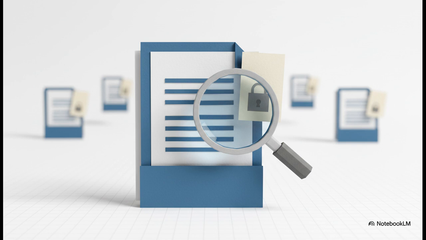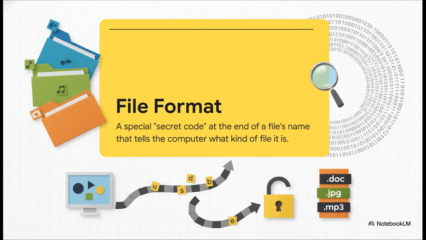Every single file on a computer has a special last name attached to it. But it's not a family name like Smith or Jones. No, it's a secret code that tells the computer exactly what's inside. Now, this secret code has an official name. It's called a file format. It's that little bit of text you see at the very end of a file's name. And trust me, it's the most important clue for your computer. It tells it exactly what kind of file it's looking at.